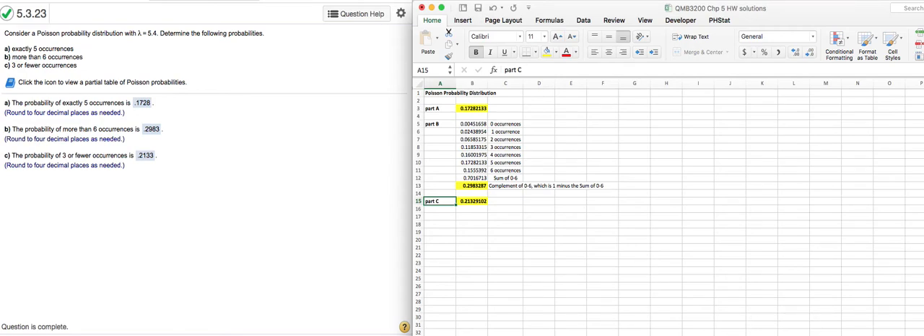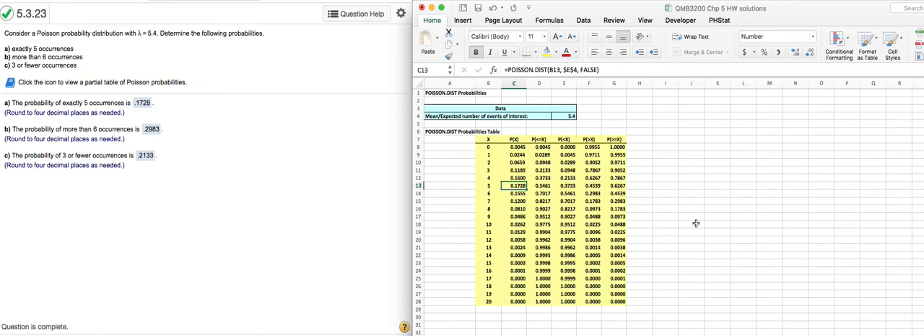But if we use PHStat, when I enter in the data for PHStat, it gives us a great table here that will solve all these questions for us. So the probability of exactly 5 occurrences, probability of x, x is 5, is right here in the table, 0.1728. The probability of more than 6 occurrences is 0.2983. More than 6 would be in this column here, so P is greater than x or greater than 6. So down to the row of 6, and there's 0.2983.